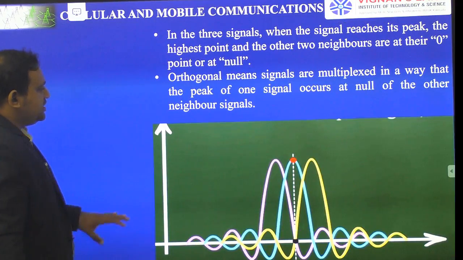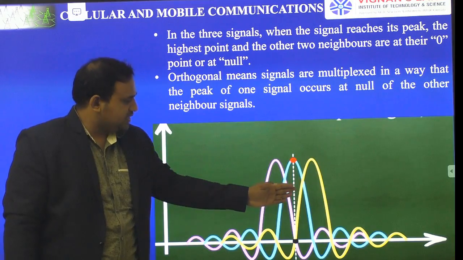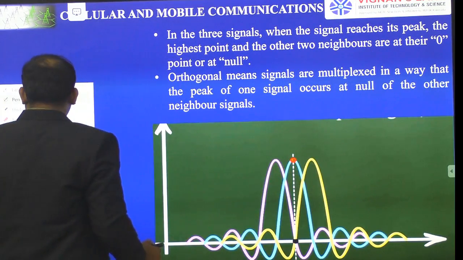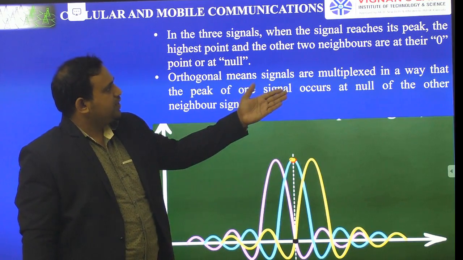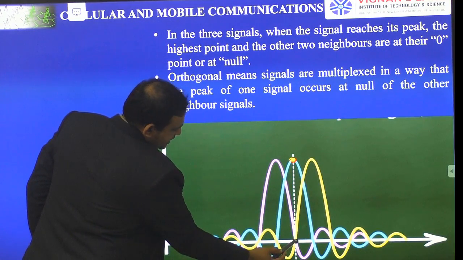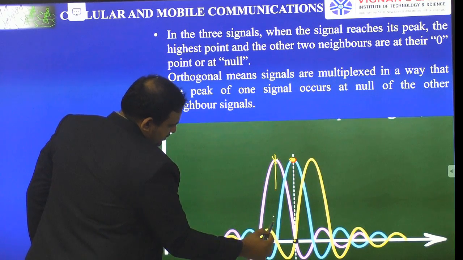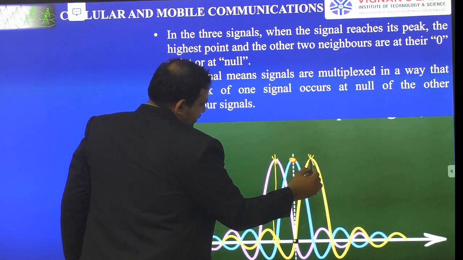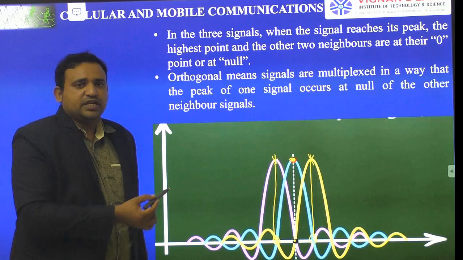By examining this figure, you can come to a conclusion about the three signals, pink, blue, and yellow. When a signal reaches its peak, the highest point, for example for the blue signal, this is the peak point, the other two neighbors are at their zero point, or null. So one signal is at its peak and the yellow and pink signals are at null. If you take this one, the pink signal is at the peak point and the blue and yellow signals are at null. If you take the yellow signal, it is at its peak point and the blue and pink signals are at null. It states that there is no interference between the respective channels.